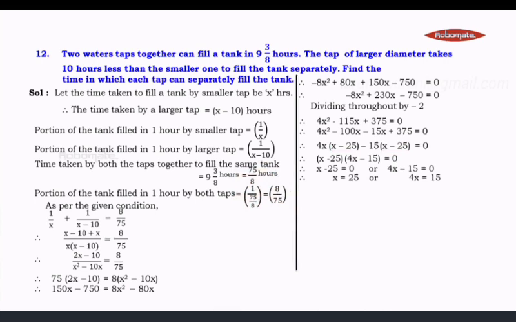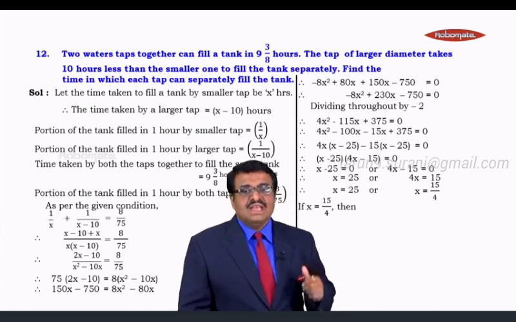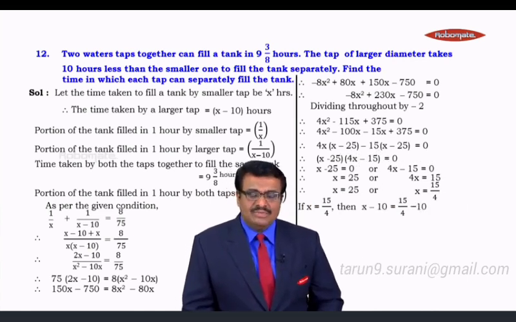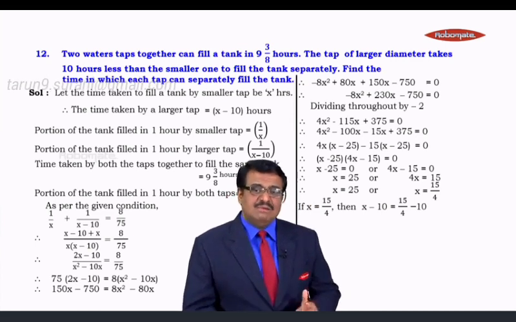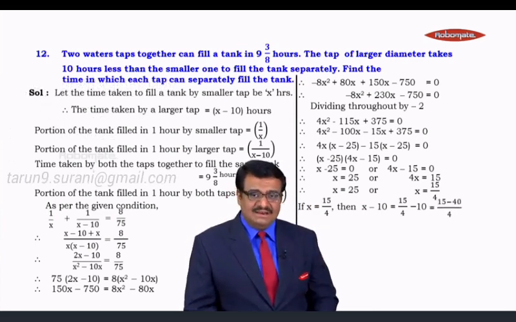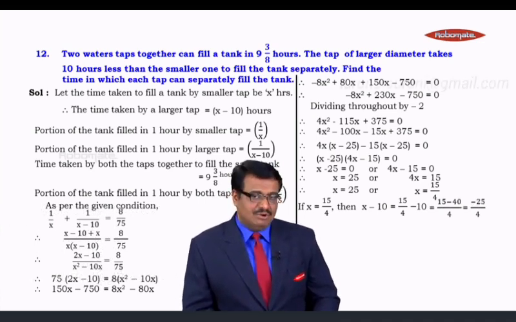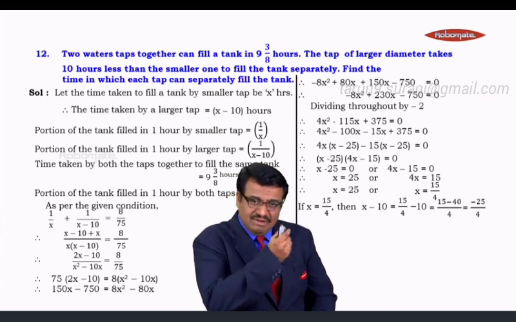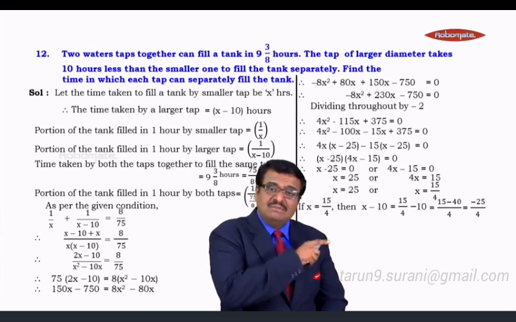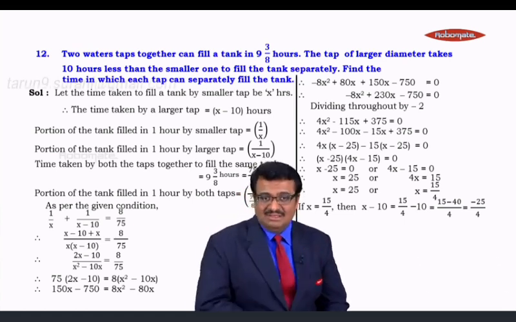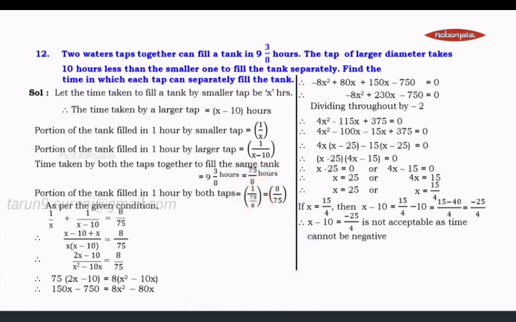x is equal to 25 or 4x is equal to 15. x is equal to 25 or x is equal to 15 upon 4. If x is equal to 15 upon 4, then x minus 10, the time taken by the larger tap, will become 15 upon 4 minus 10. And when you take the LCM, it will become 15 minus 40 upon 4. It will be minus 25 upon 4. So if the value of x is 15 upon 4, the time taken by the smaller tap is 15 upon 4. The time taken by the bigger tap becomes minus 25 upon 4, which is not acceptable. x minus 10 is equal to minus 25 upon 4 is not acceptable as time cannot be negative.